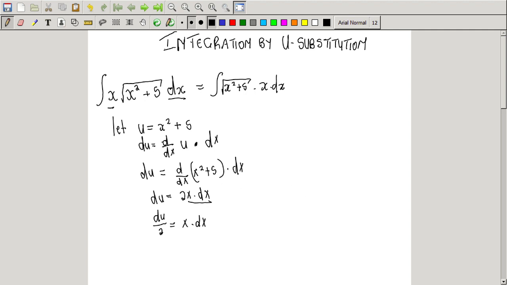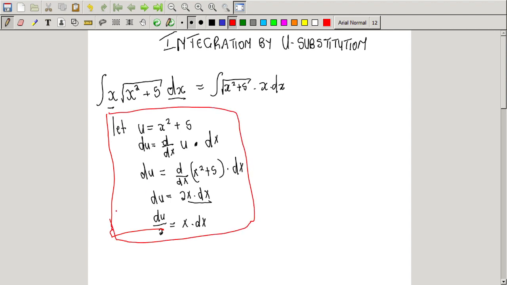So we also know that our u is equal to this. In the place of x squared plus 5, I write u. This is very important for the rest of our integration. That's why I'm writing it in red. So now let's go down.